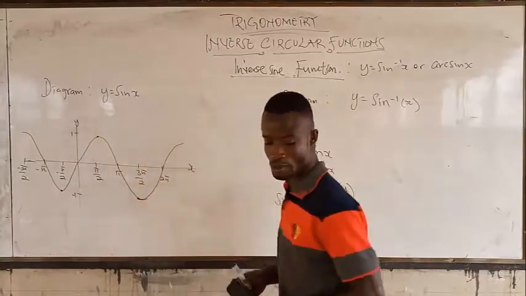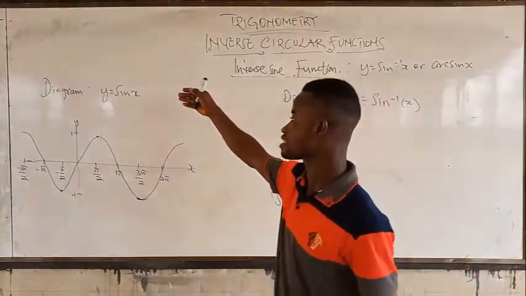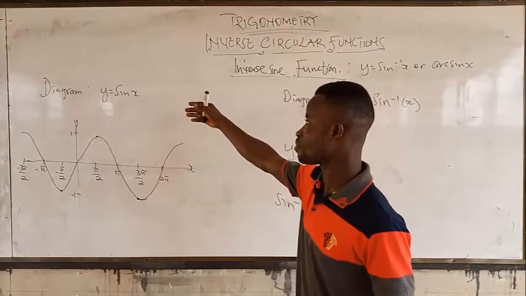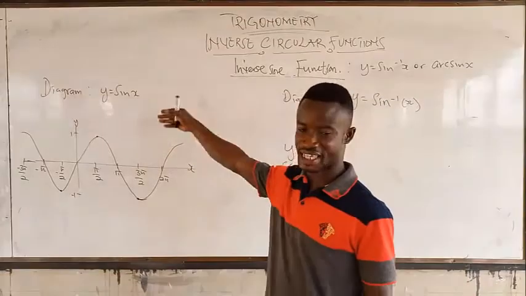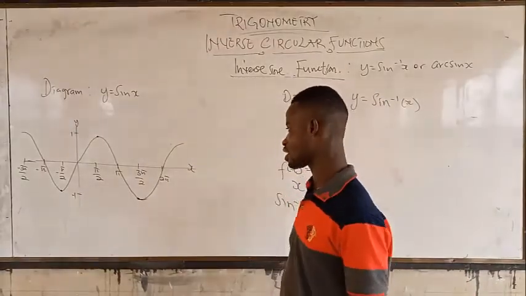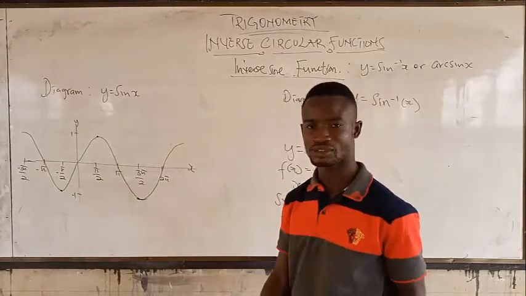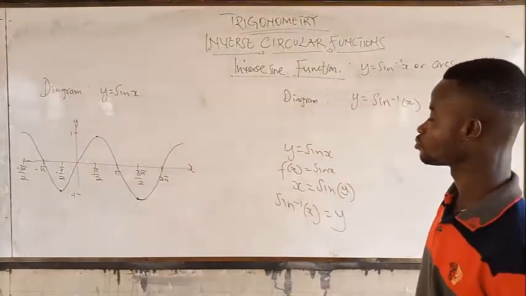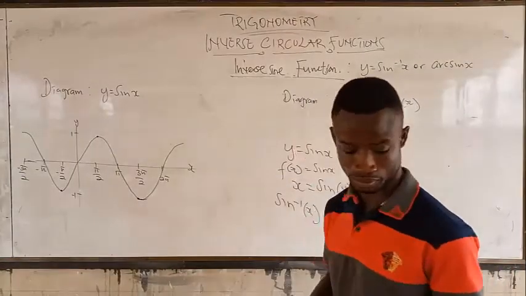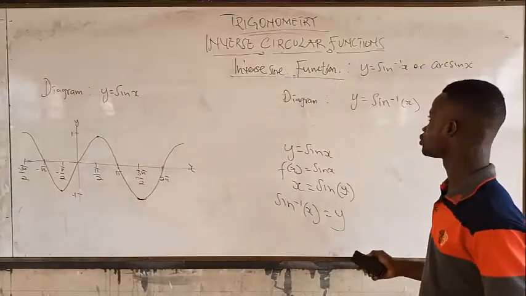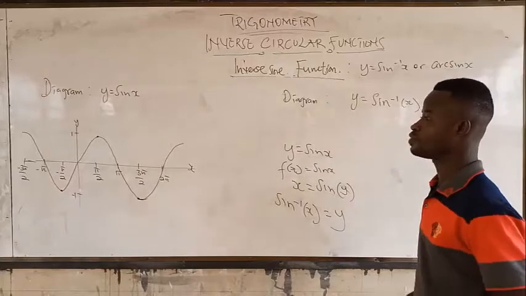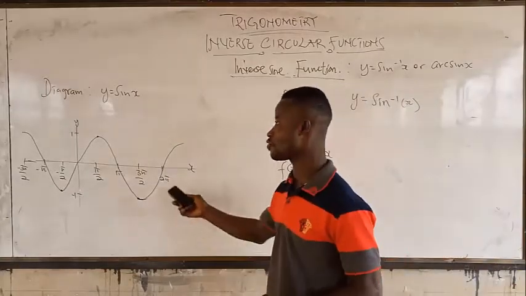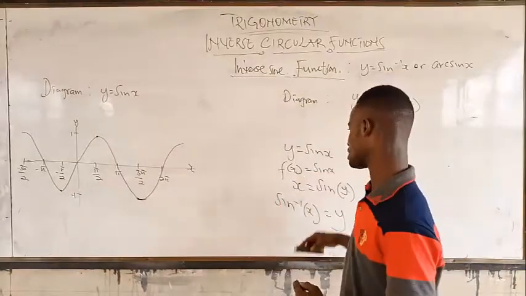For the geometric approach, we have this diagram. This diagram is the diagram of y is equal to sine x, and you are used to how to get it already. Very good. So let me move straight to the point. We are going to use the idea of this to get sine inverse.